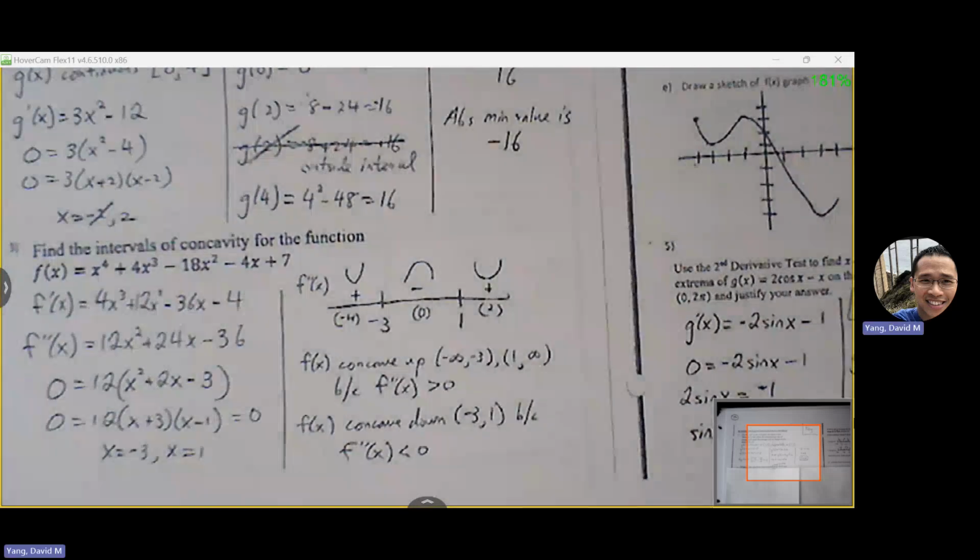To test for concavity, plug into the second derivative function. A positive second derivative value will indicate concave up, negative will indicate concave down.